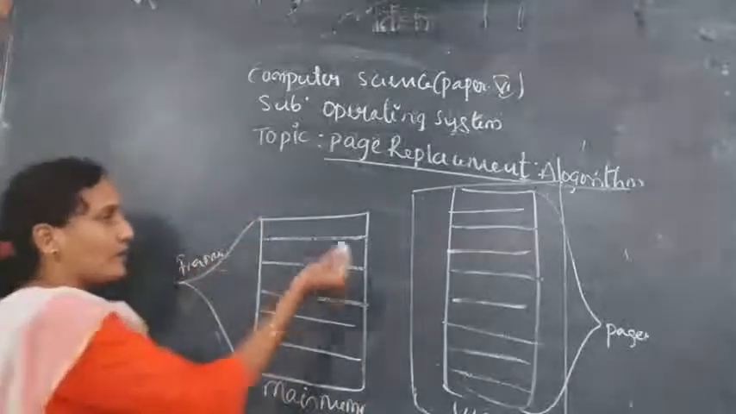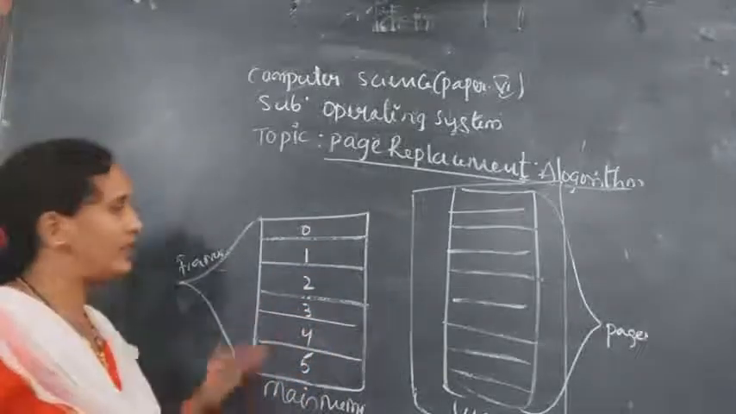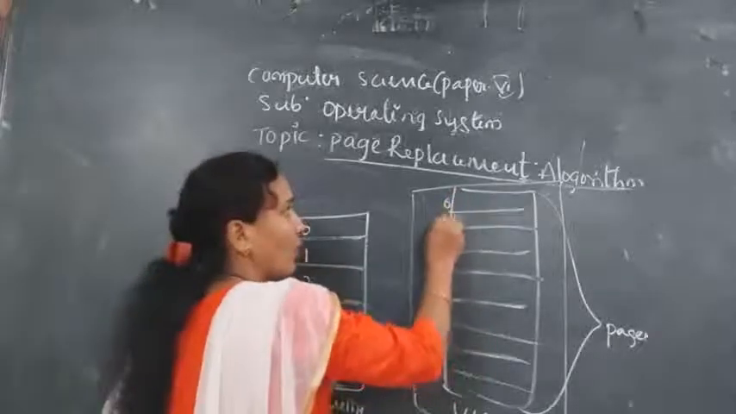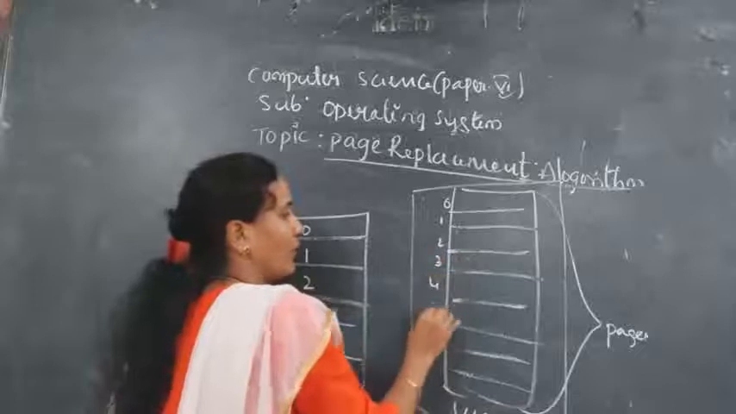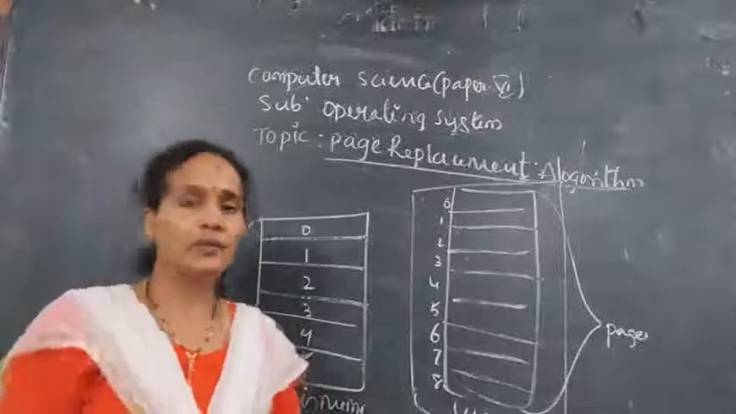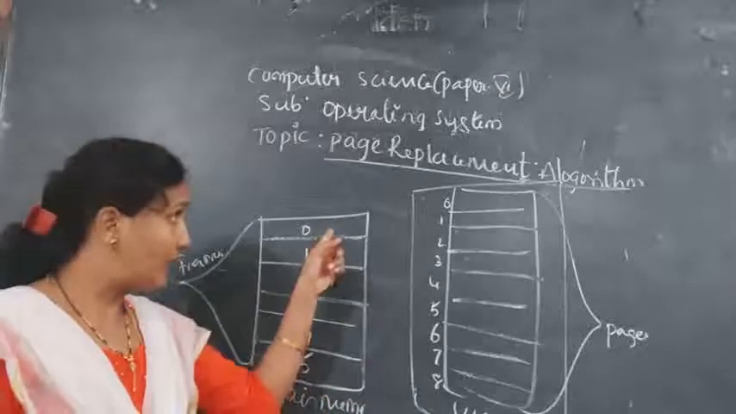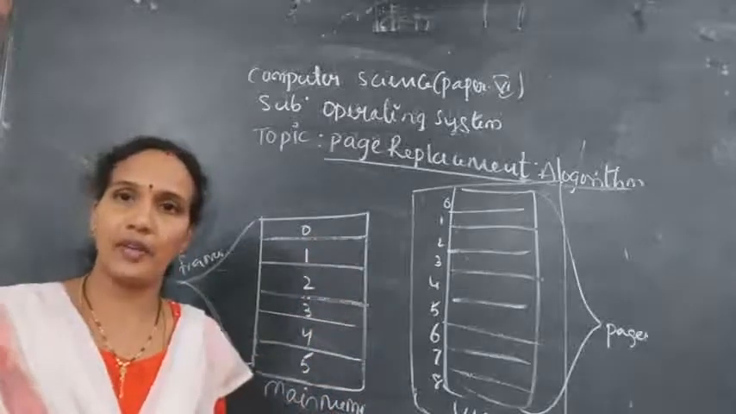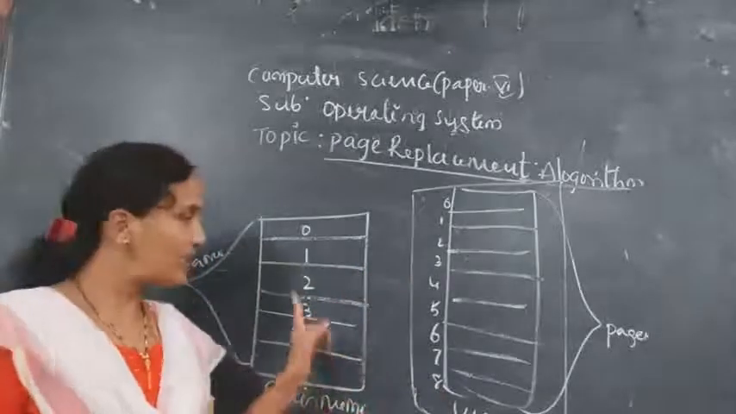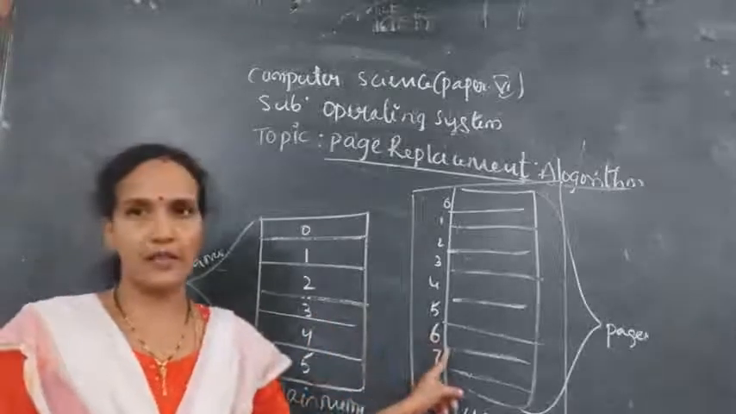Here, how many frames do we have? 0, 1, 2, 3, 4, 5. Total 6 frames. How many pages do we have? 0, 1, 2, 3, 4, 5, 6, 7, 8. Nine pages. These pages should be loaded into main memory for execution. But how many frames do we have? 6 frames. How many pages? 9 pages. So the size of the main memory is less compared to the user space.